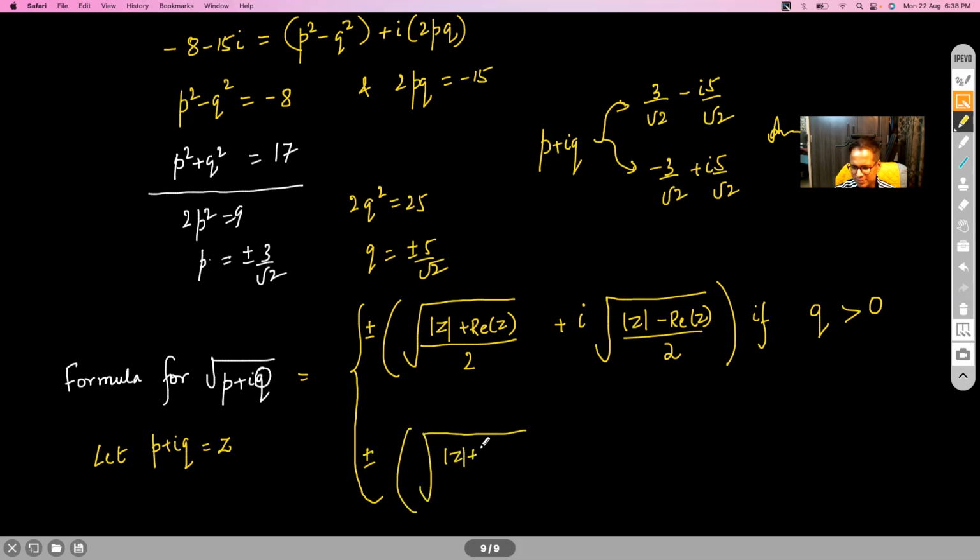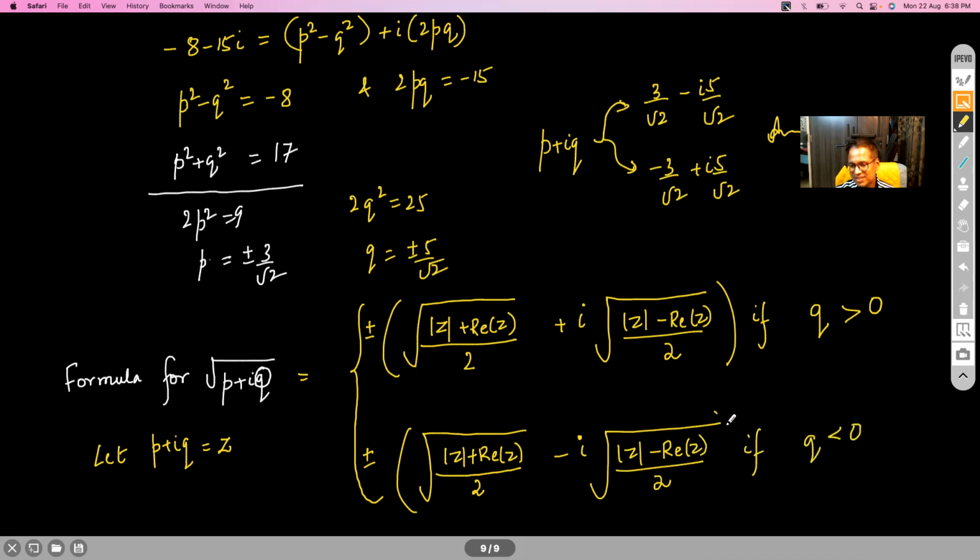Everything will remain the same: under root of mod Z plus real part of Z by 2, minus i under root of mod Z minus real part of Z by 2, if your Q is negative.